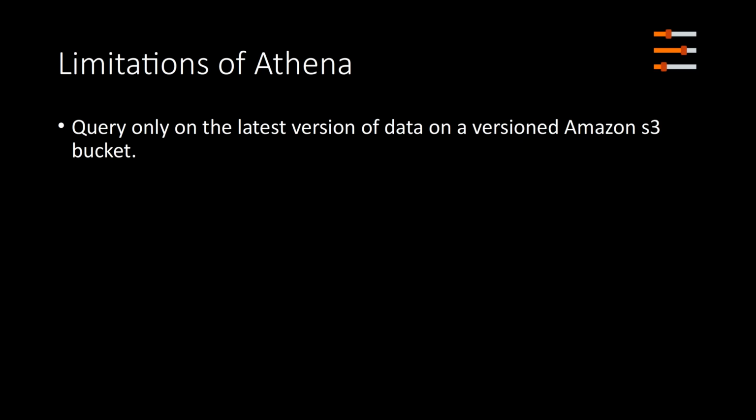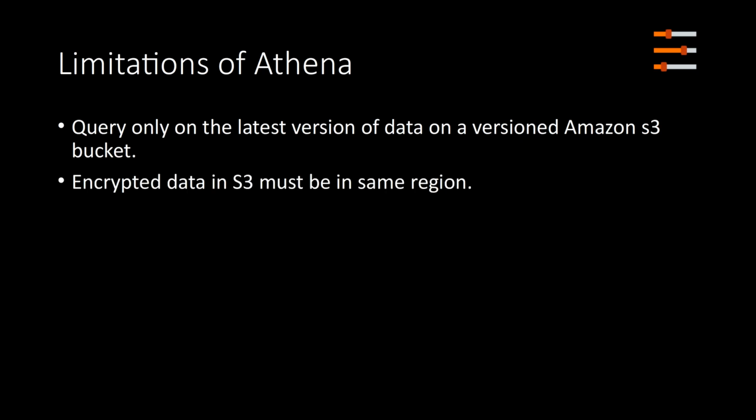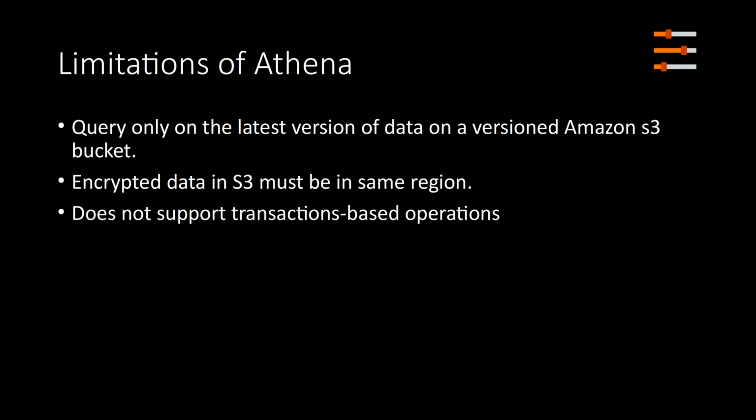Athena can only query the latest version of data on a versioned Amazon S3 bucket and cannot query previous versions of the data. If the data is encrypted in Amazon S3, it must be stored in the same region, and the user who creates the table in Athena must have the right permission to decrypt the data as well. Athena does not support transaction-based operations such as the ones found in Hive and Presto on table data. So for example, many different operations like alter table, drop operations, lock operations, show or unlock operations are not supported.